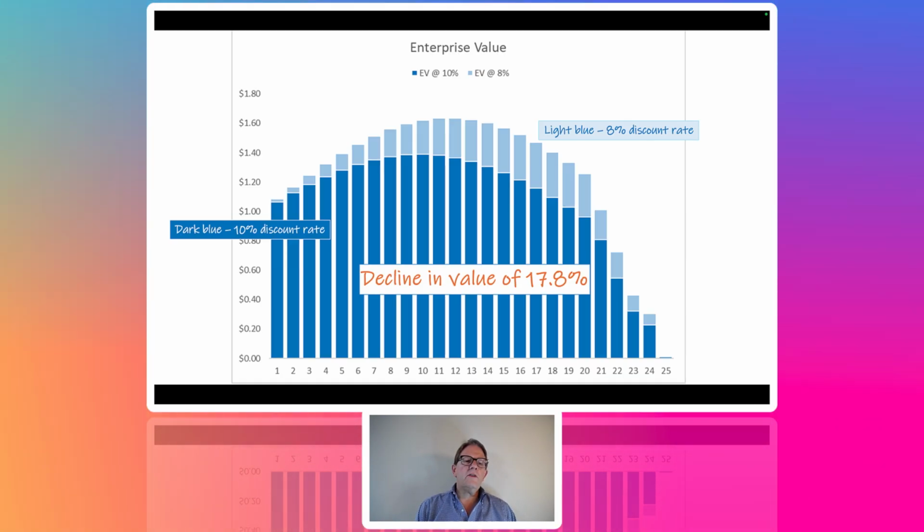All right, so here's something that's just for fun. The light blue is your enterprise value with a discount rate of 8%, and the dark blue is your enterprise value with a discount rate of 10%. No change in cash flows, no change in growth rates, no change in duration, just change in discount rate, and you see a decline in value of 17.8%. Well, that to me is really interesting. I've been able to model changes in interest rates very simply. And we all know that when interest rates go up, those cash flows are less valuable.